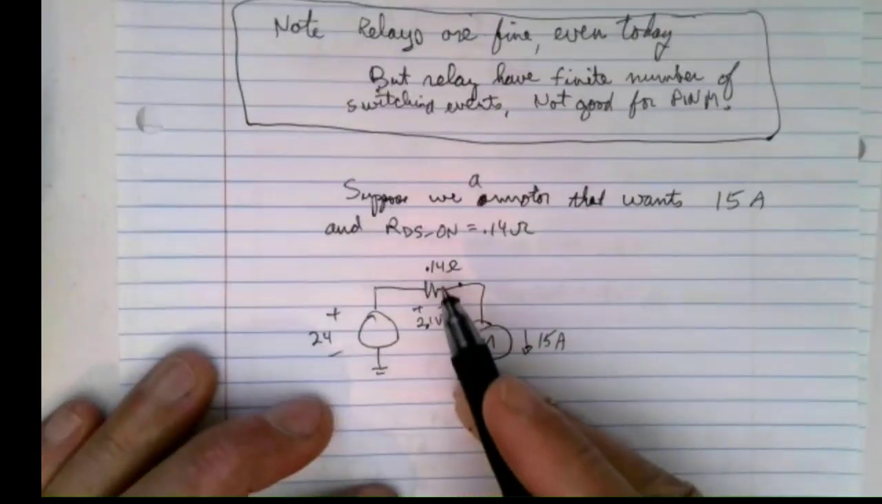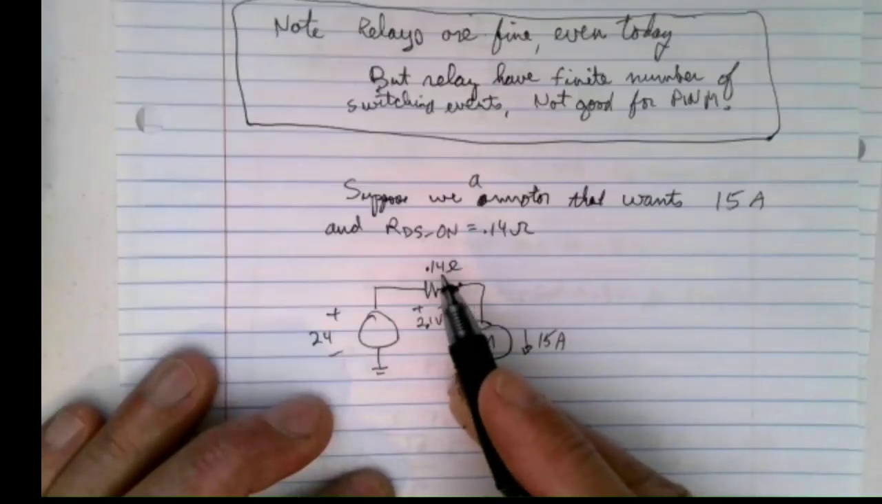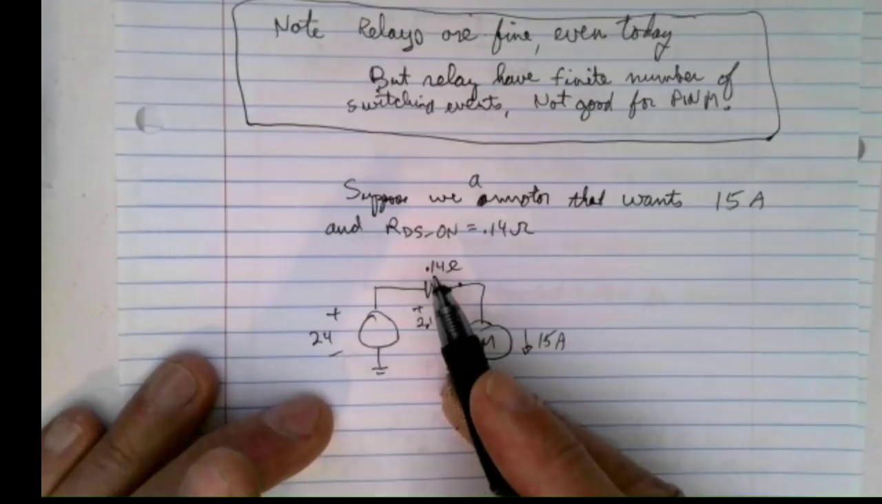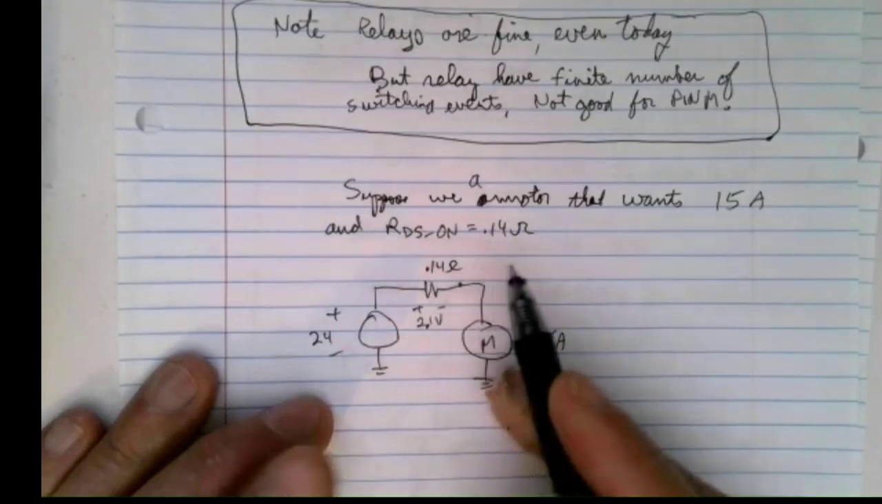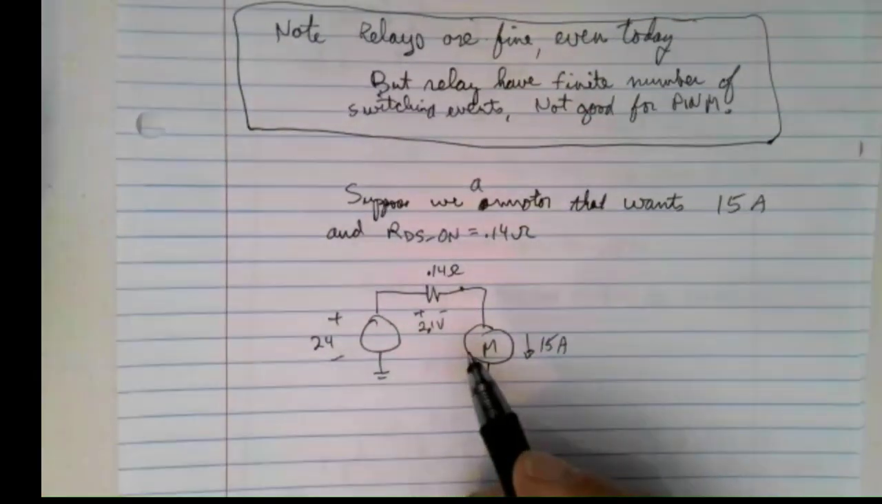Worst case, because remember that's the absolute max over temperature and everything. Most parts, especially at room temperature, may be nowhere near that. It might be half of that. But the worst case over temperature, worst case part, is 0.14 ohm. And so that would be 2.1 volts across the FET.